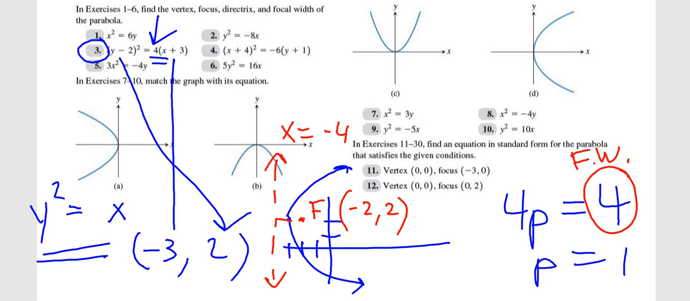Also known on the street as the latus rectum. The latus rectum.